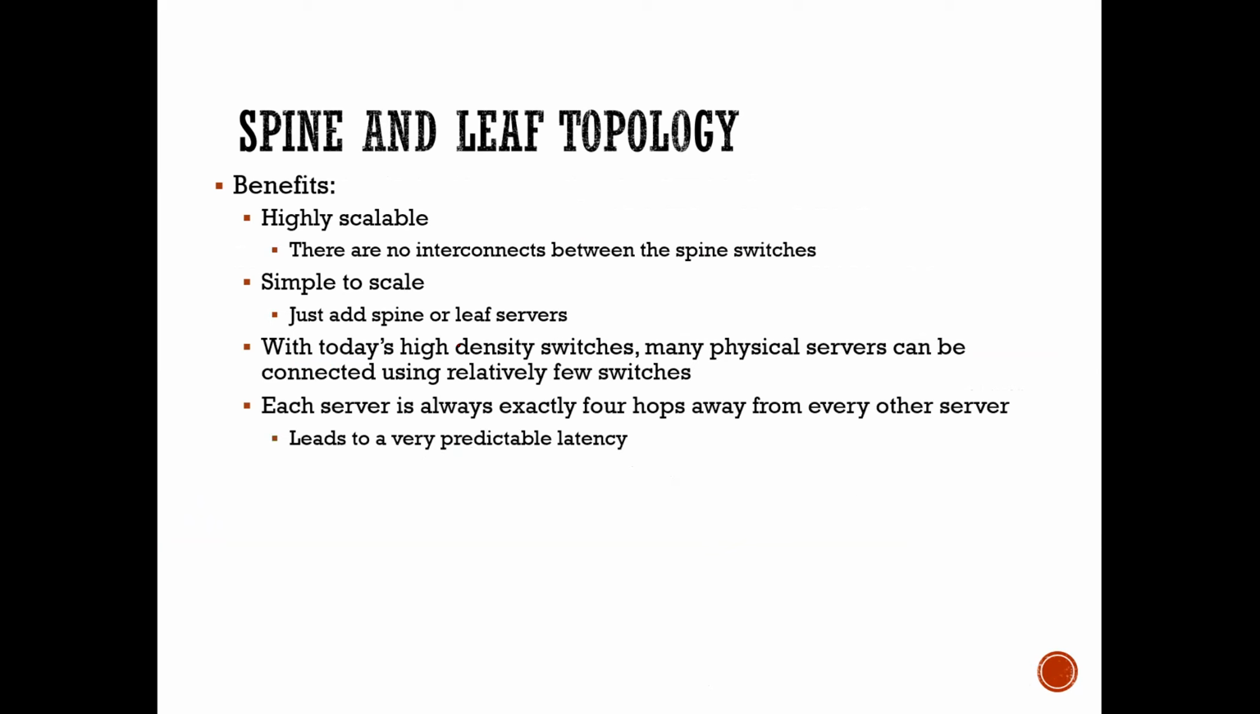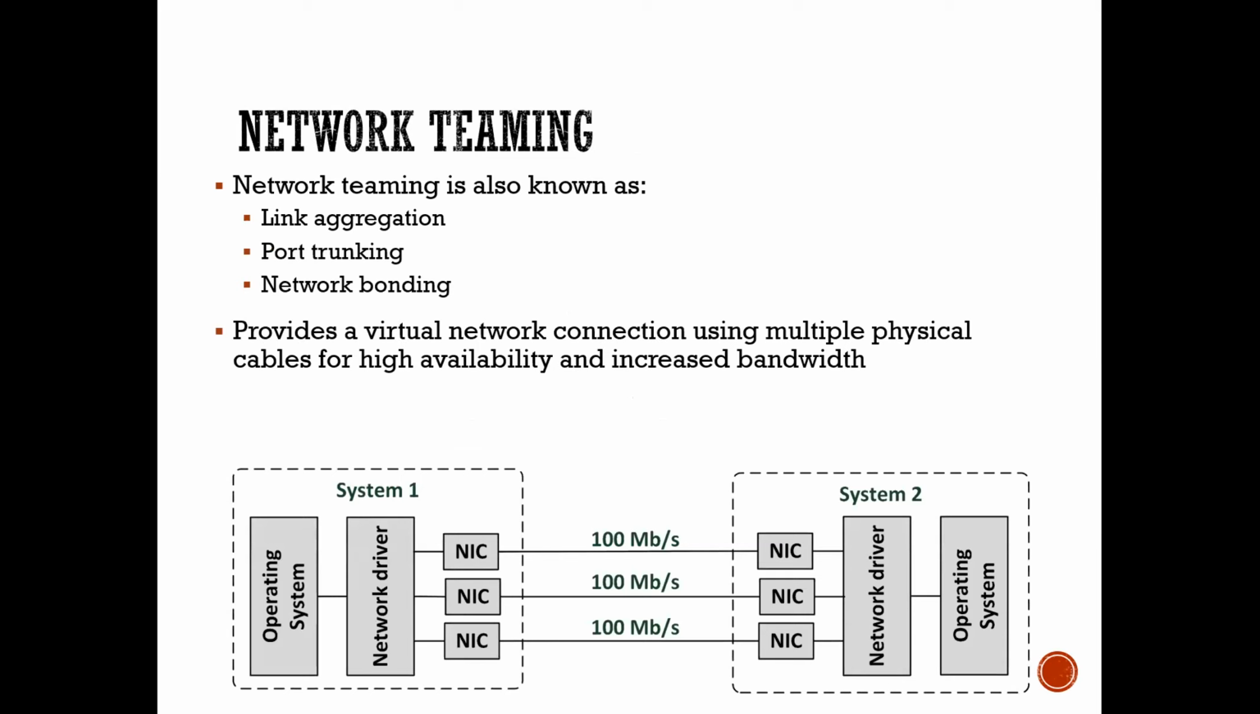Okay. طبعا simple to scalable, as we say, just add spine or leaf switches with today's high density switches. Many physical servers can be connected using relatively few switches. Each server is always exactly 4 hops away from every other server, which leads to a very predictable latency. Network teaming, تقسيم, network teaming is also known as link aggregation, port trunking, network bonding.